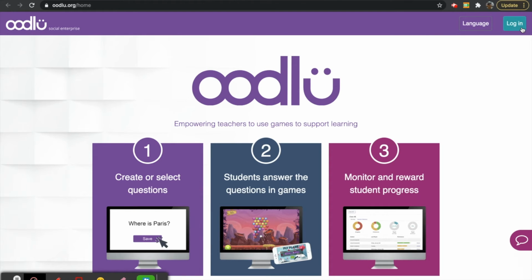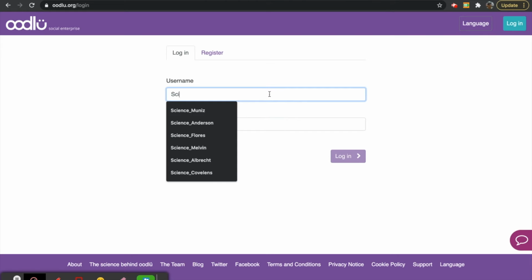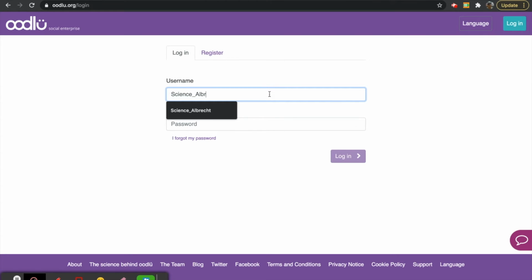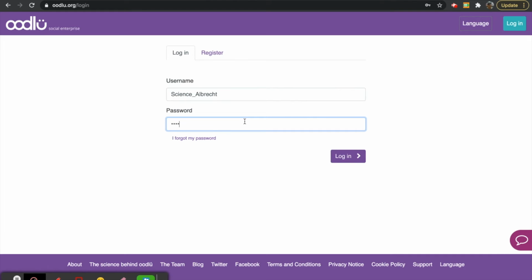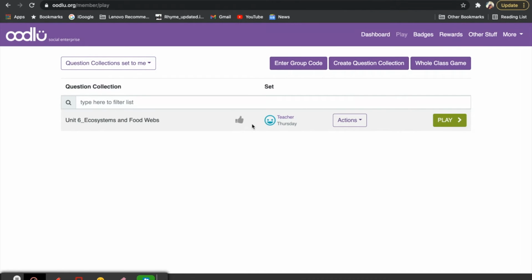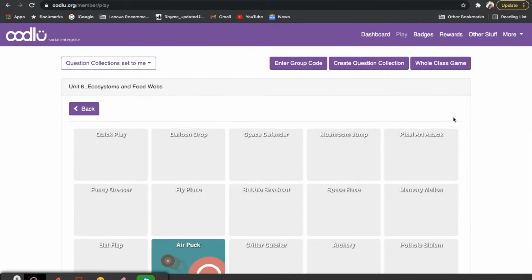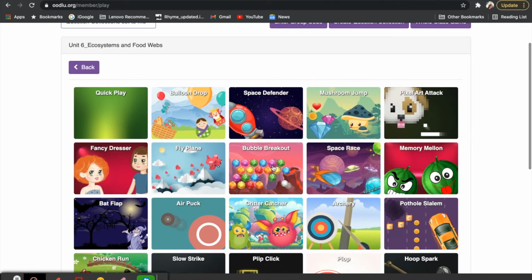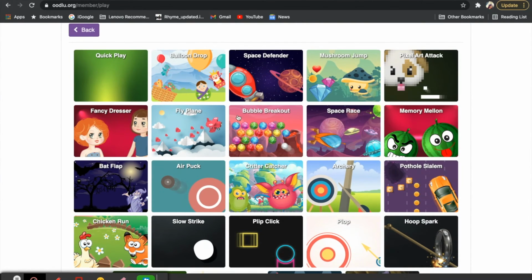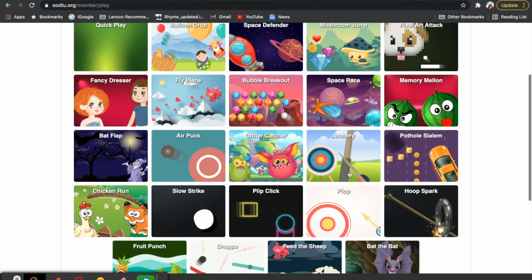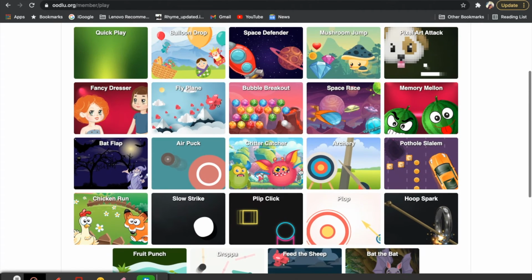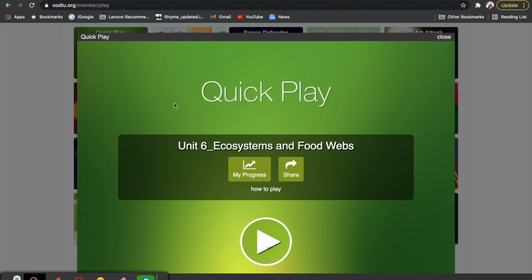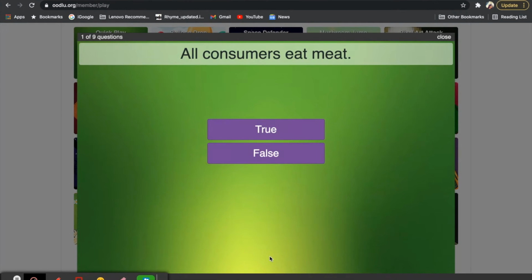You'll see the blue login button. Username is science_Albrecht, and the password is science number 4 and then me. Log in and you can play. And then once you are here, you will see Unit 6 Ecosystems and Food Webs. Click play. You have the option to do a bubble breakout, memory melon, pixel art attack, archery, any of these games while you are doing the practice test. I'm going to do a quick play just so that we can answer the questions.